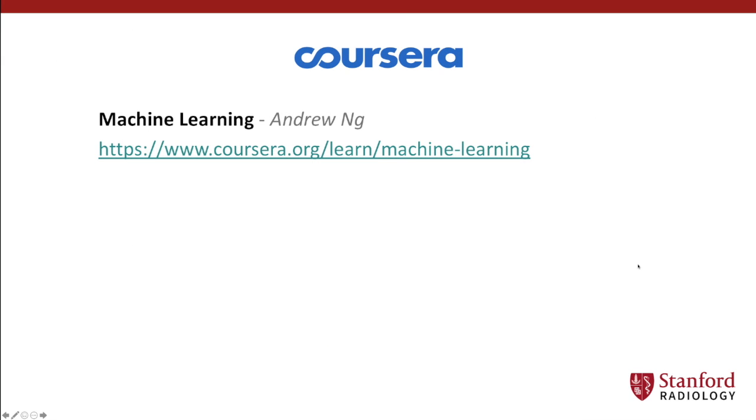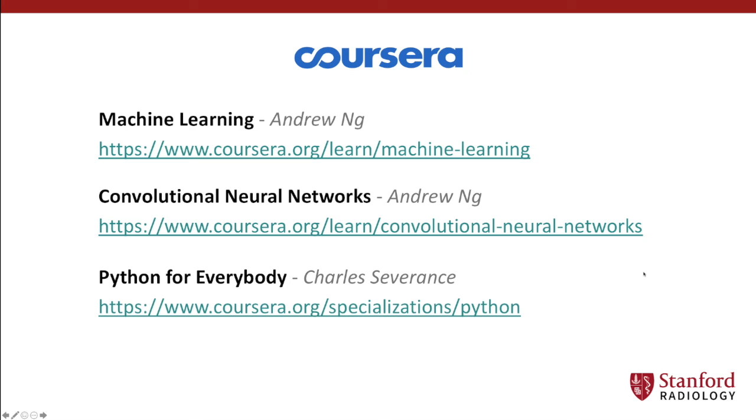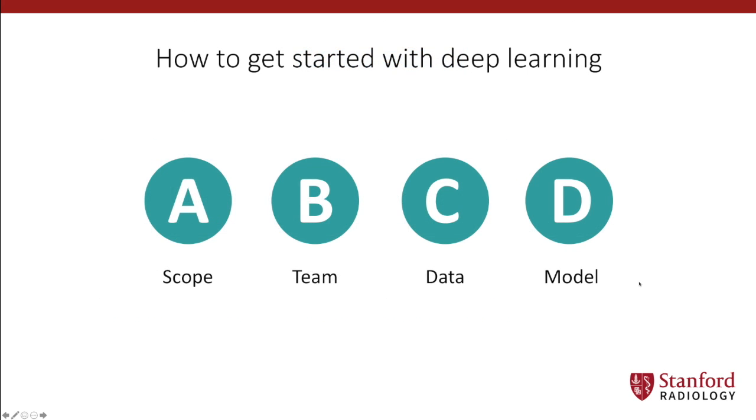If you want to learn more about how to actually apply all this, I recommend some Coursera courses about machine learning and CNN and Python courses to actually apply all of this. So in short, it's important to determine your scope, to build a good team, to prepare your data well, and then to build your model.